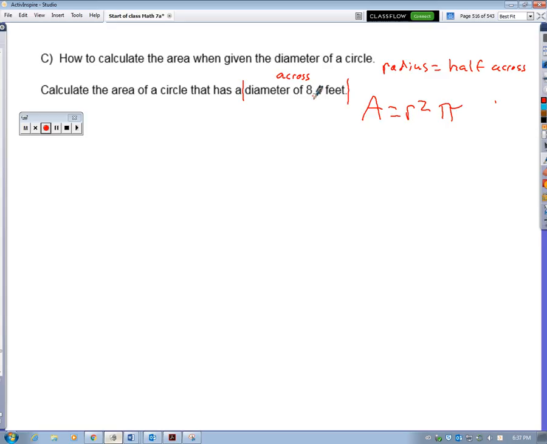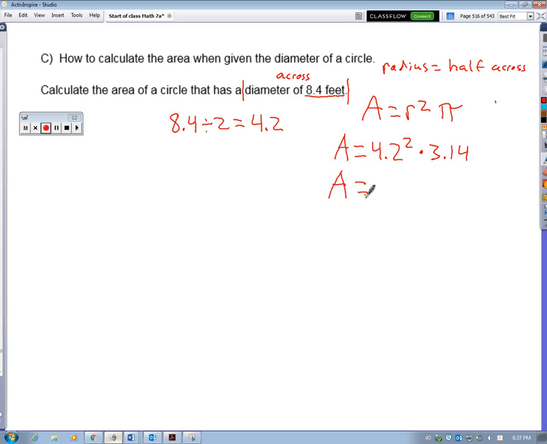So we just need to get half of 8.4. That would be our radius, because that would be halfway across the circle. Half of 8.4, one simple step, if we divide that by 2, that is going to get us 4.2. So that is going to be our radius. That's what we're going to use to calculate the area. So I'm going to have area equals 4.2 to the power of 2 times 3.14 for pi.